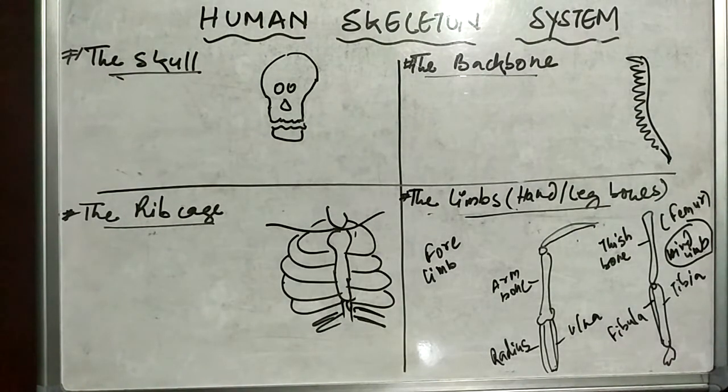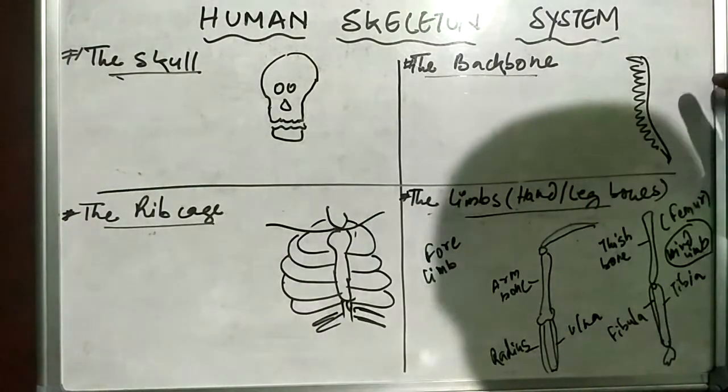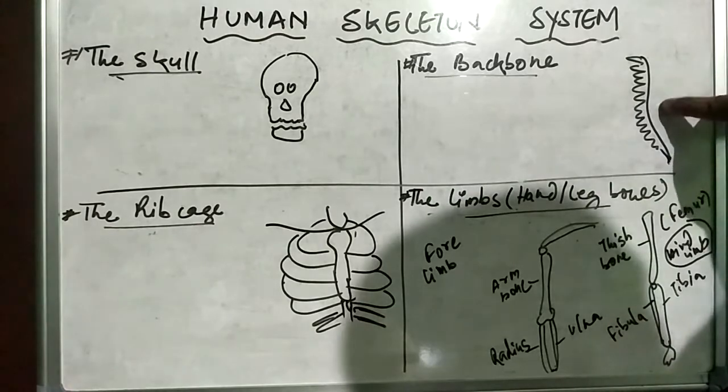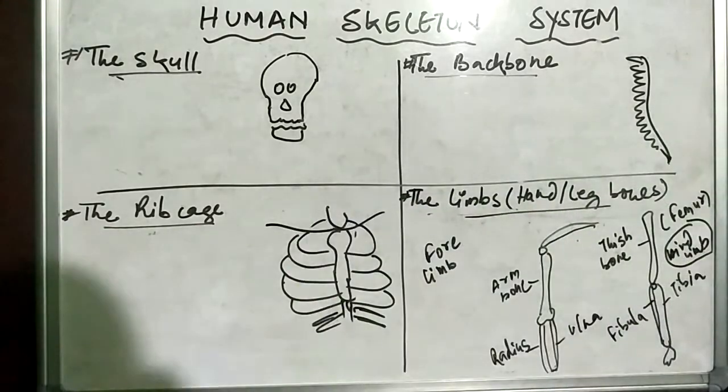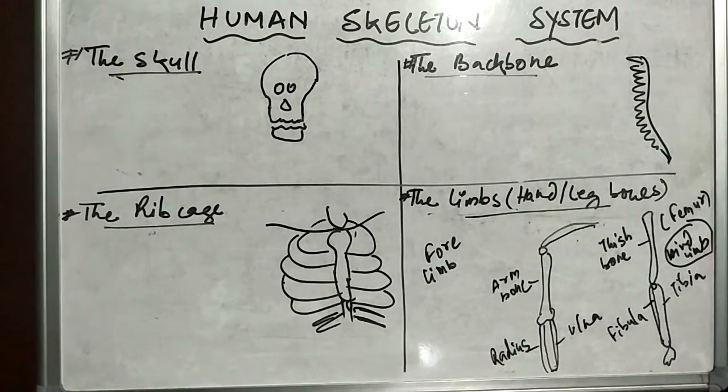It runs from the base of the skull to the lower back. It is made up of 33 small bones called the vertebrae, joined with each other. So that's why they are called a column. Each vertebra has a hole in it. The delicate spinal cord passes through these holes. The backbone protects the spinal cord.